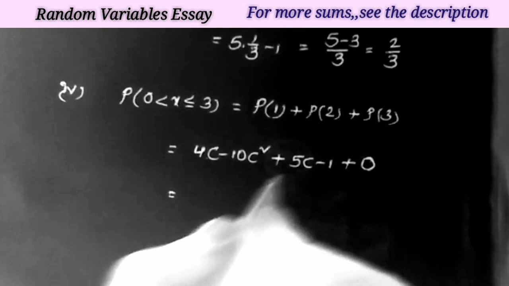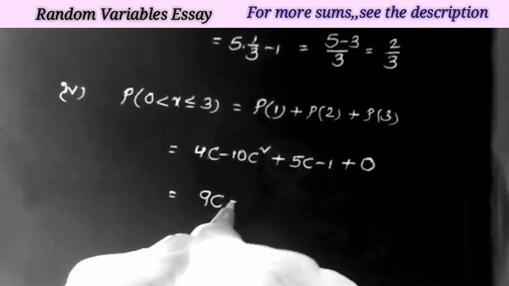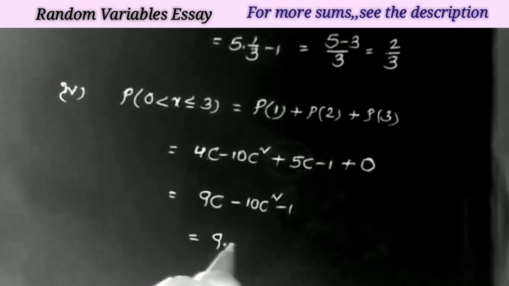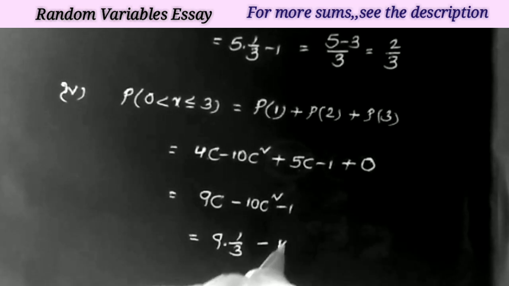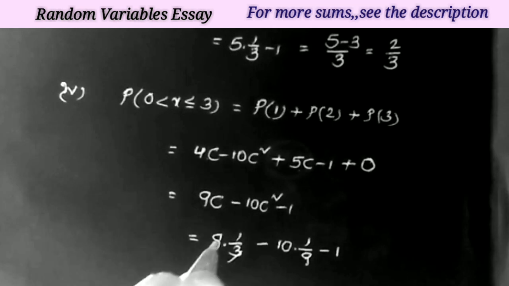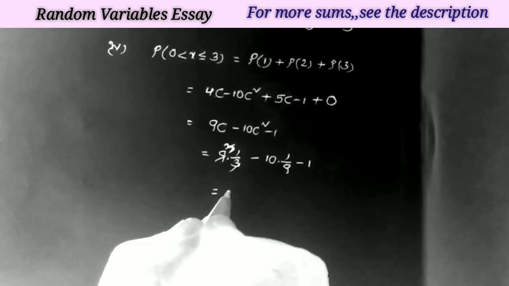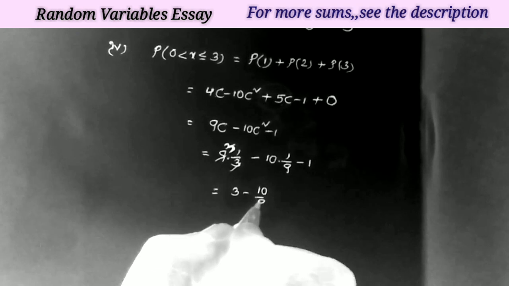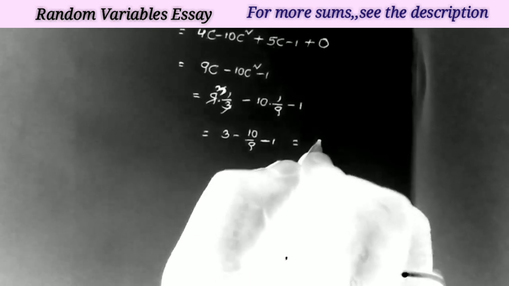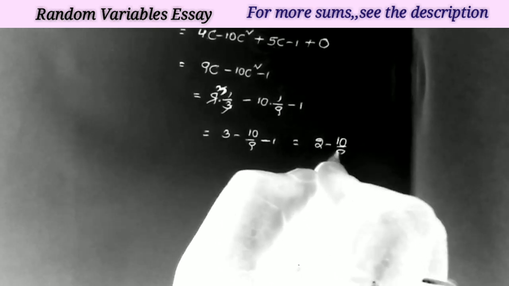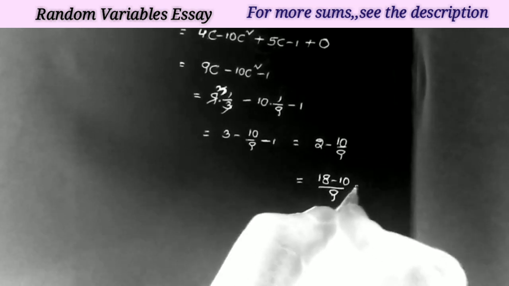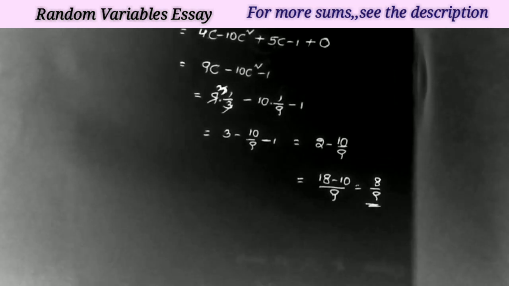Now 4c plus 5c is 9c. 9c minus 10c square minus 1. Now replacing the c value, 9 into 1 by 3 minus 10 into c square, 1 by 9, minus 1. So this is equal to 3 minus 10 by 9 minus 1. That is, 3 minus 1 is equal to 2. 2 minus 10 by 9. Now doing the LCM, 18 minus 10 by 9 is equal to 8 by 9. That's all. This is the answer.